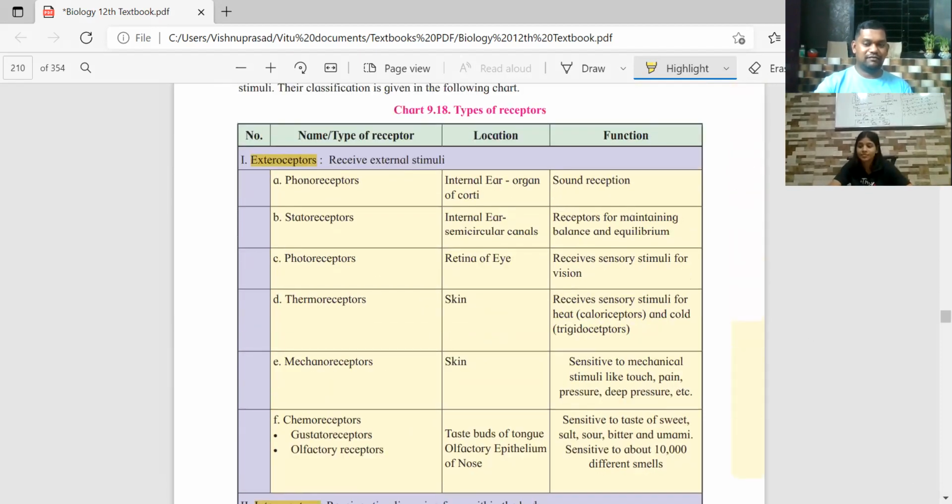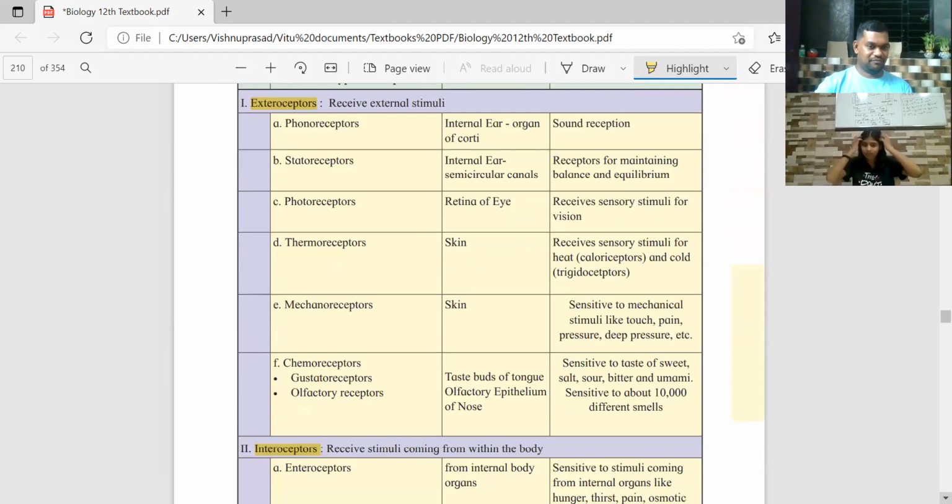So let's see the types of exteroreceptors. First one is phonoreceptors. Whenever you know, it is automatically associated with sound. ये receptors, what you have to learn over here is what is the name of the receptor, where are these receptors located, and what is their function. Receptors are located in the internal ear. In this lesson, we are also going to see the detailed structure of the human ear.